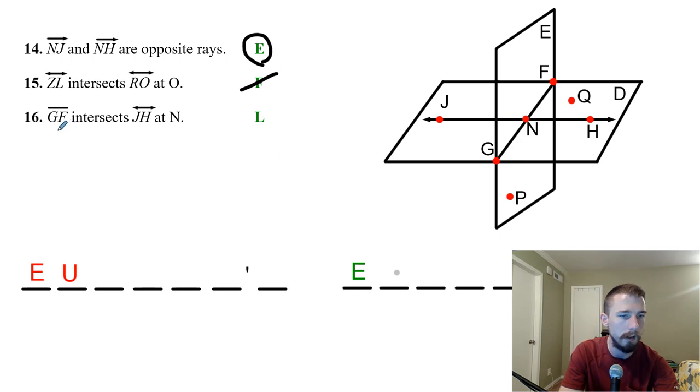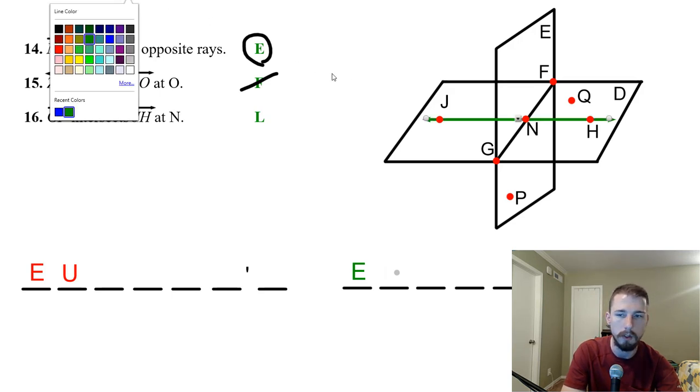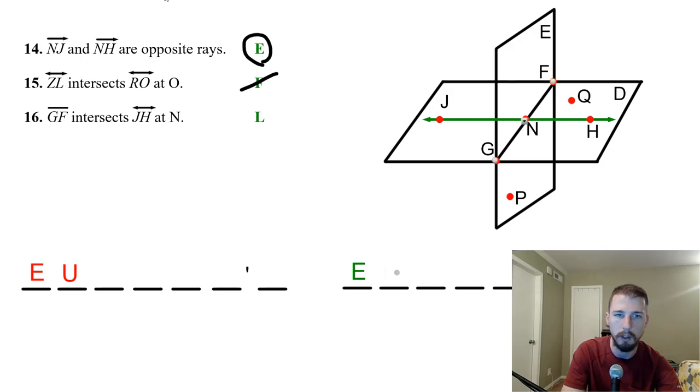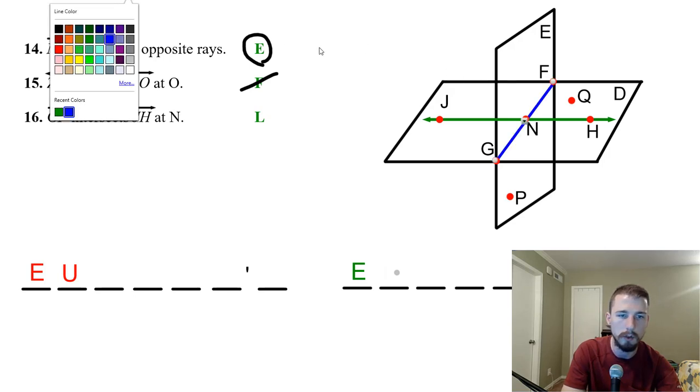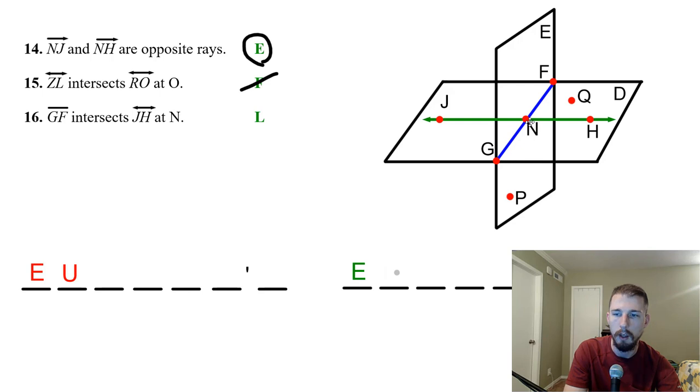And then we have segment GF intersects line JH at N. So GF is going to be this segment here from G to F, but only the points in between it. It's not extending forever because it's just a segment. Does that segment intersect JH? JH is going to be this segment here. I'll go ahead and color it for us, the green one. So the green one and the blue one, do those two intersect at N? Yes, that is true. So that would be our second one. That's true.